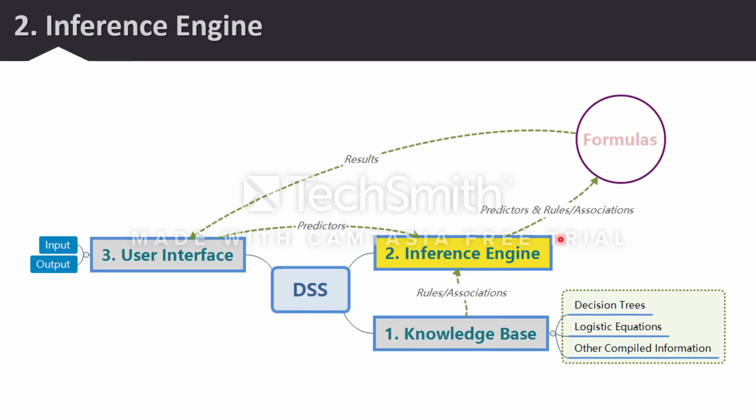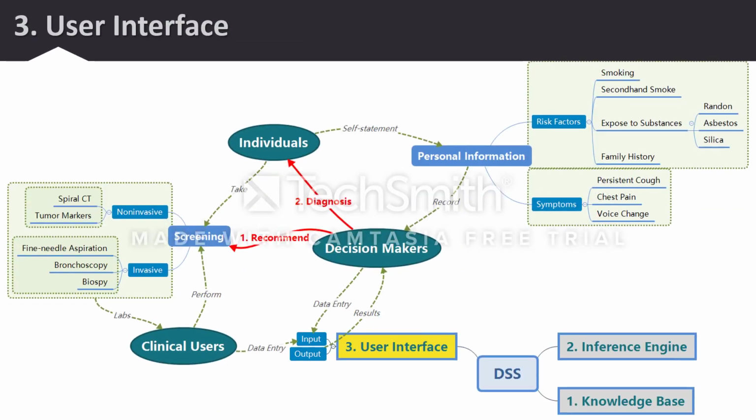The second part is the inference engine. It accepts values of predictors and fits them into the formulas, together with rules and associations from the knowledge base. Then the results can be returned to the user interface and used by the decision makers. It is like the CPU of a laptop processing the calculation.